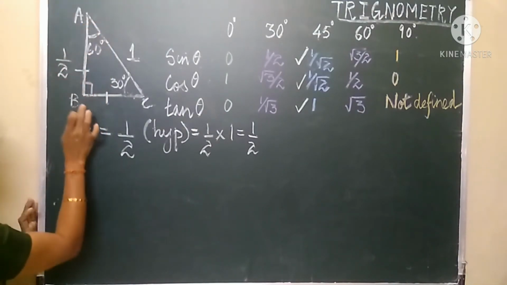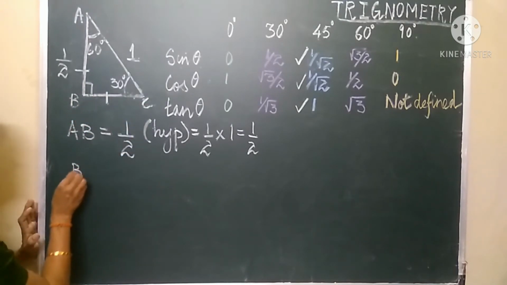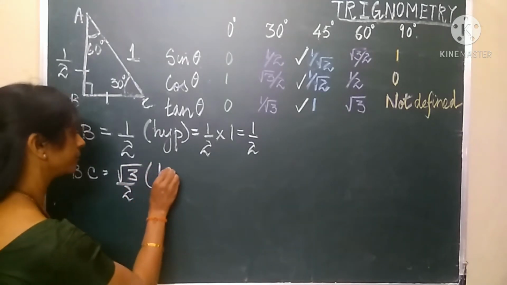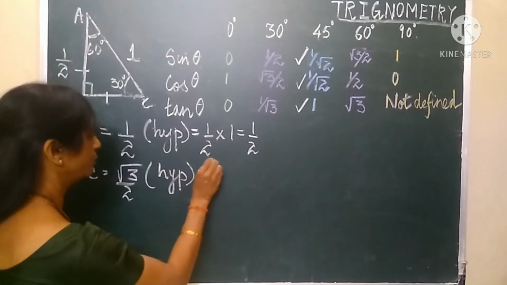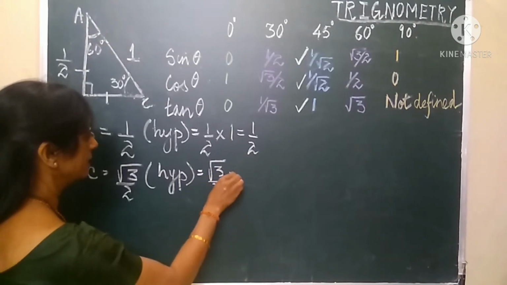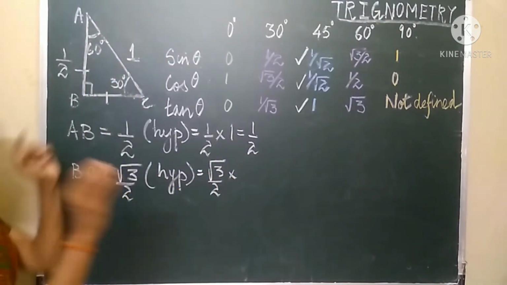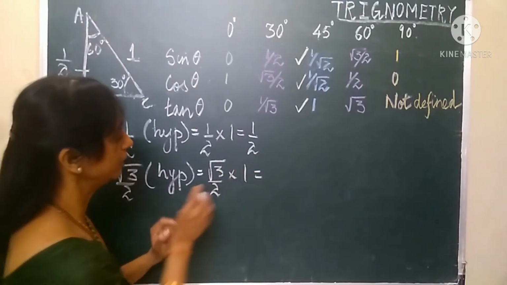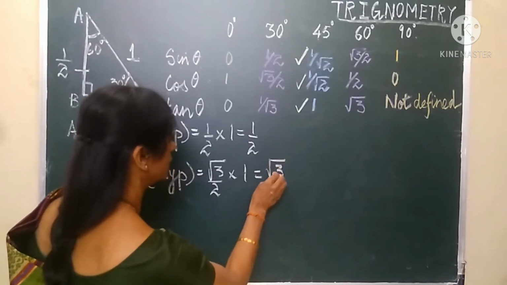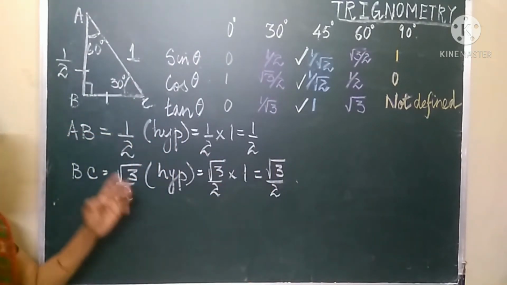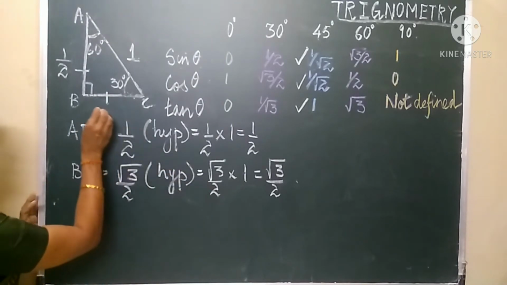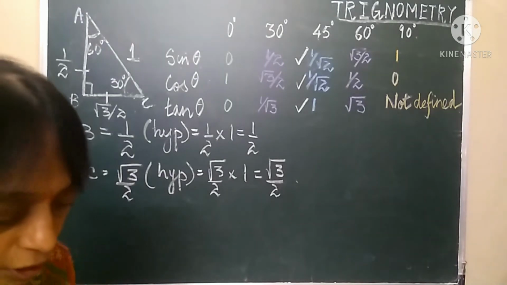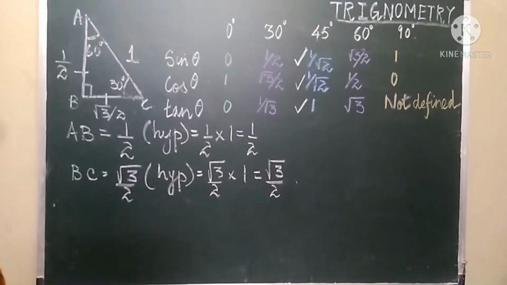What about the side opposite to 60 degrees? That is BC. That is always root 3 upon 2 times the hypotenuse. How much is the hypotenuse? 1 unit. Can we deduce anything? No. So let's multiply the numerators. Root 3 into 1 is root 3 upon 2. So we got AB, we got BC as root 3 upon 2. Now let's calculate, children, the values of sine, cos and tan.